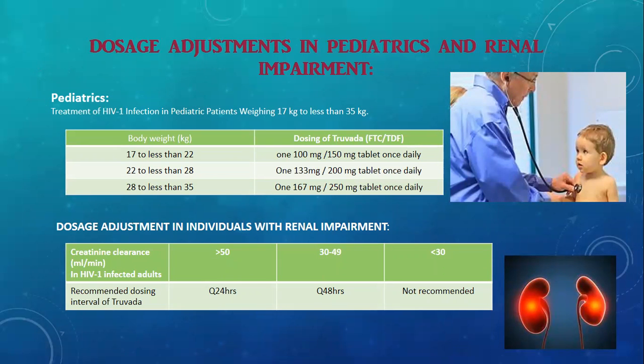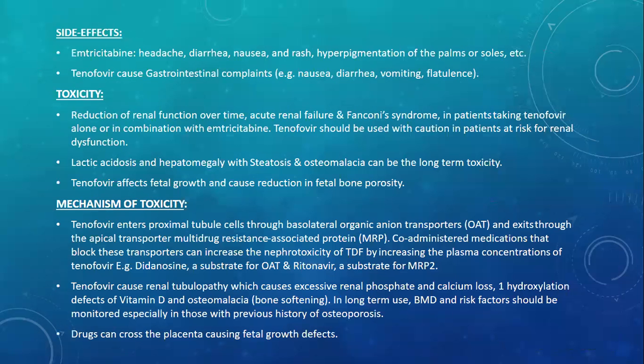Now, dosage adjustment in pediatrics and renal impairment. In pediatrics, the dosing of Truvada is recommended according to body weight, so this chart should be referred to for the dosing in pediatrics. For dosage adjustment in individuals with renal impairment, with creatinine clearance greater than 50 ml per minute, Truvada is given once daily, while at 30 to 49 ml per minute, Truvada is given every 48 hours, and below 30 ml per minute it is not recommended.